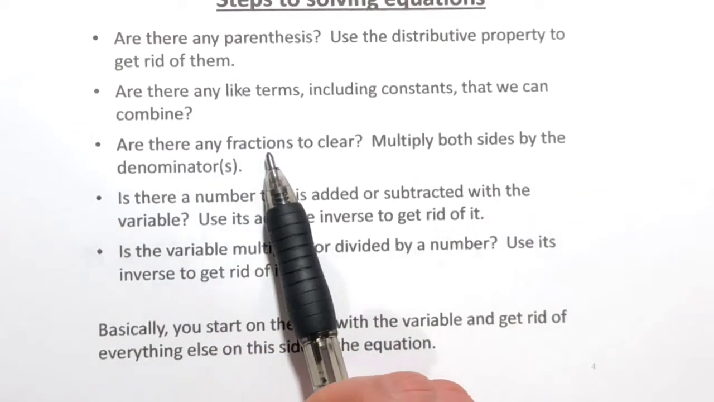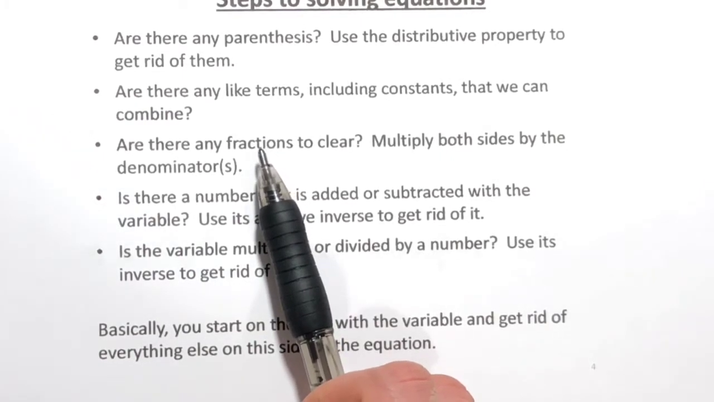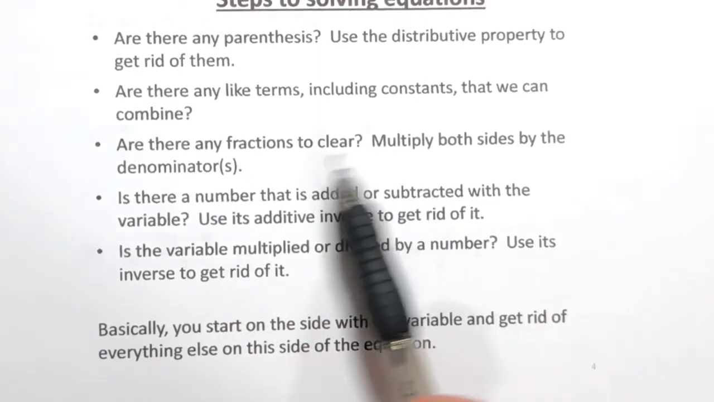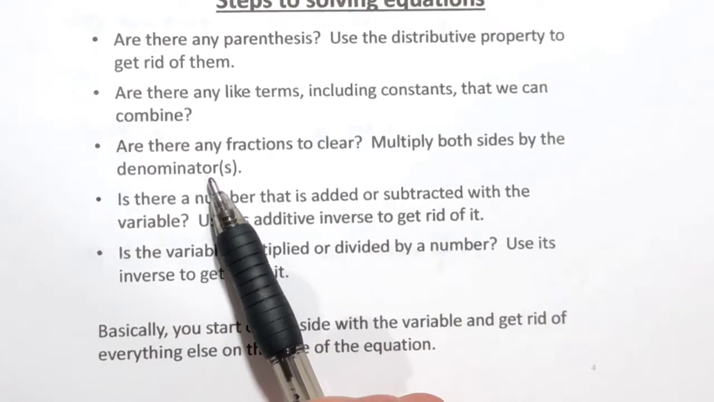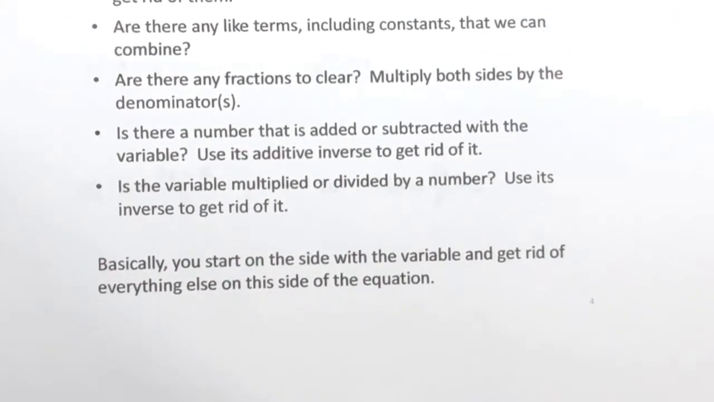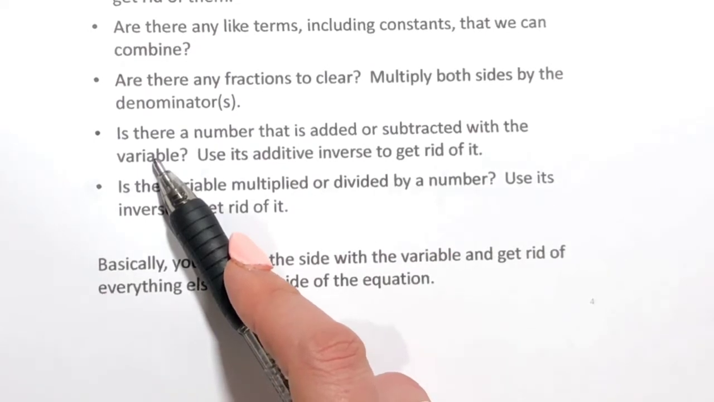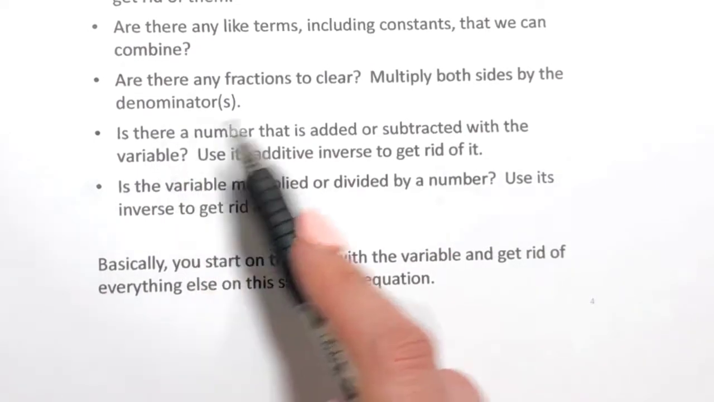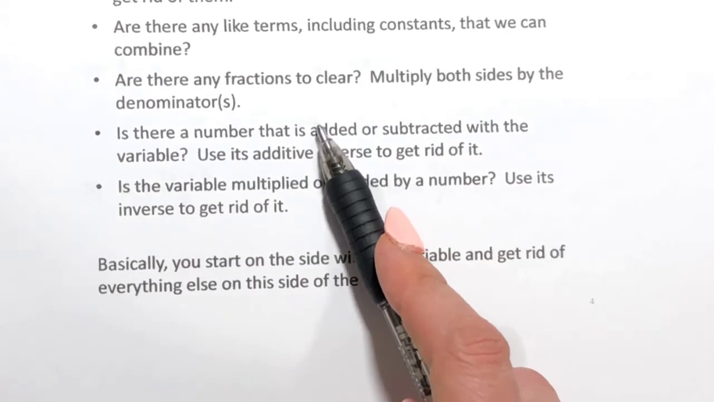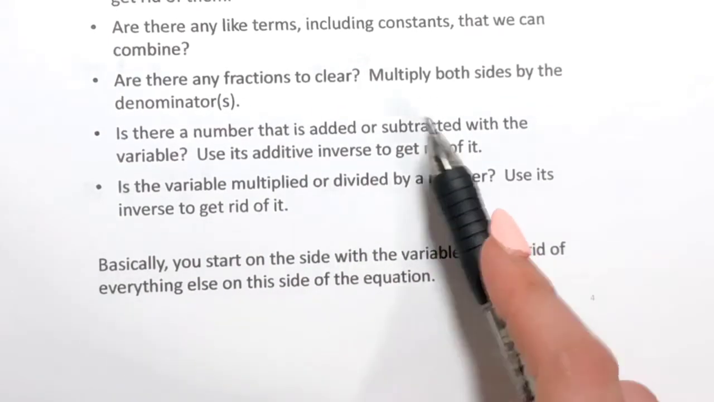Or if there's any fractions, most of us don't like fractions, so we want to get rid of them. So you'll get rid of a fraction by just multiplying both sides by whatever the denominator is. So if your denominator is a 2, you'll times everything by a 2. And is there a number that is added or subtracted with the variable? You're going to do the opposite to get rid of it. So if something's being added, you're going to subtract it. If something's being subtracted, you're going to add it.